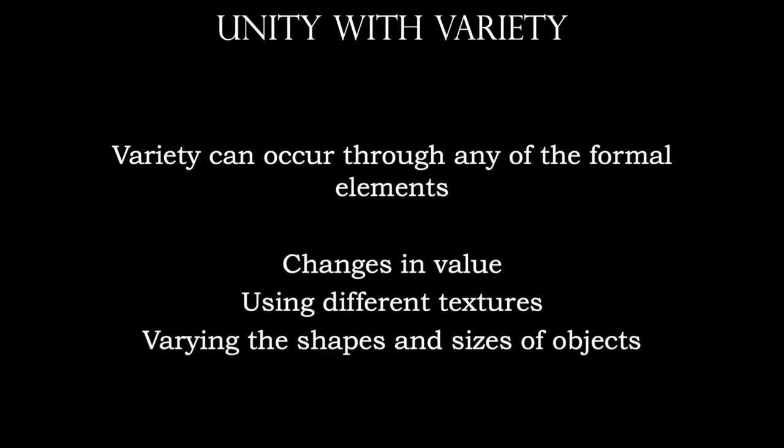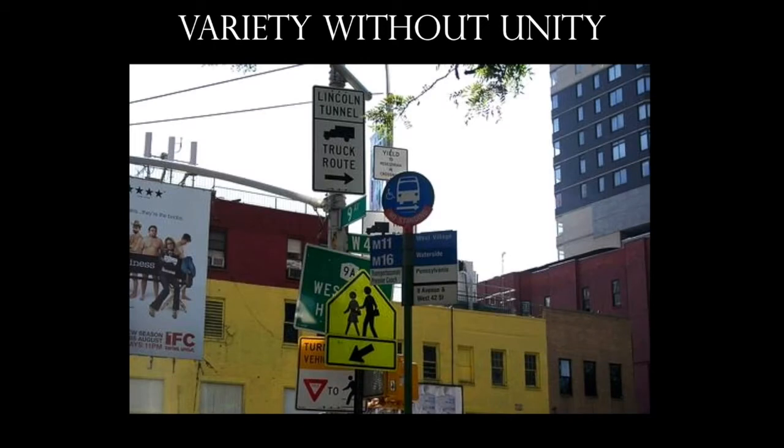So variety can occur through any of the formal elements. We can have changes in value. We can apply different textures, or we can vary the shapes and sizes of the objects. So here is a work that has a lot of variety, but it doesn't have any unity. We have a whole bunch of street signs. Some are rectangular, some are square, some are circular. They have different colors. Some of them have words. Some of them have symbols. A lot of variety, not any unity though.